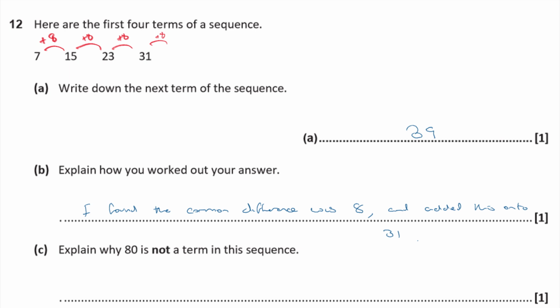Explain why 80 is not a term in this sequence. Okay, I can see already, what do these numbers all have in common? 7 is odd, 15 is odd, 23 is odd, 31 is odd. And each time I'm adding an even number, and an odd plus an even is always odd. So I can say all the numbers in this sequence are odd, so 80 cannot be a term.